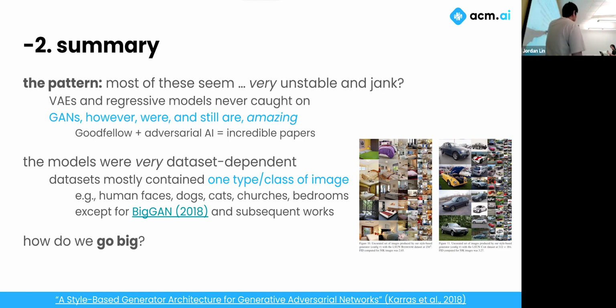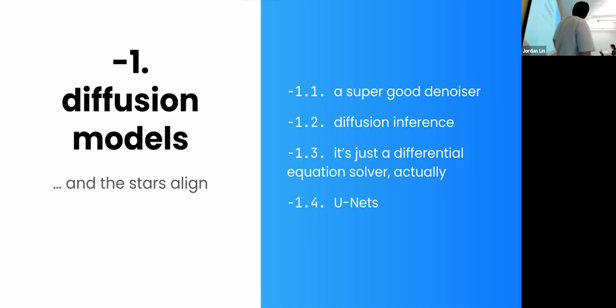BigGAN came out in 2018 and showed that you can scale up GANs a lot and still be okay, and actually mitigate a lot of the mode collapse and other problems that came with GAN training. But people kind of stopped there and went on to other fun, hot things at the time, like transformers, which came out in 2017. So this is where diffusion models came in. Let's talk about how that made everything possible.